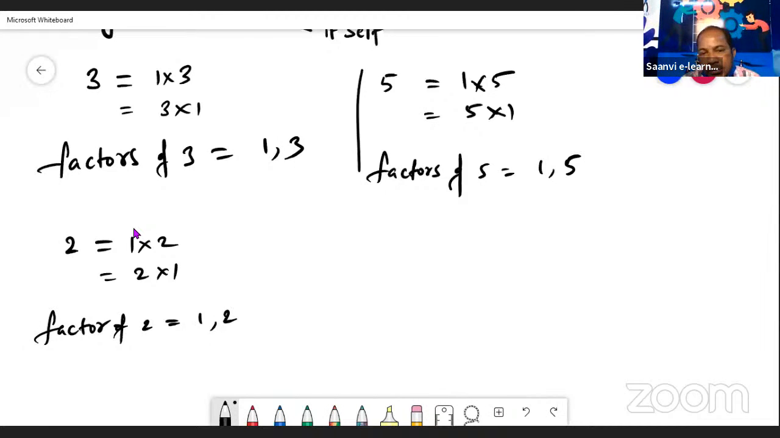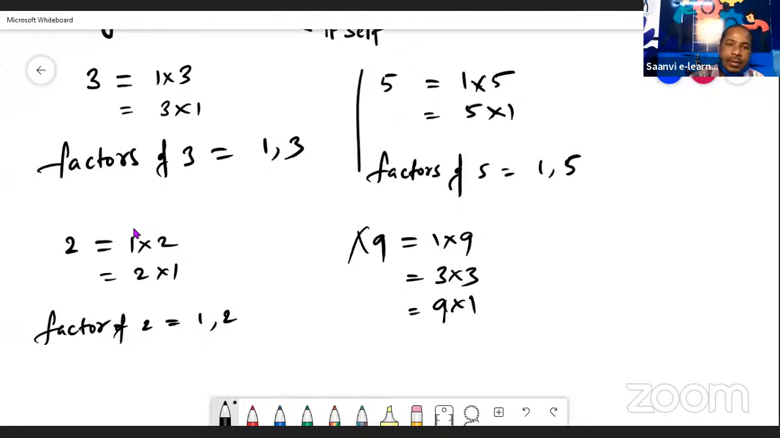Suppose you take the number 9. How many factors will come? 1 into 9, 2 not possible. 3 into 3, 3 3s are 9. Again 9 1s are 9. Here see, the number 9 has three factors: 1, 3 and 9. So it is not a prime number.